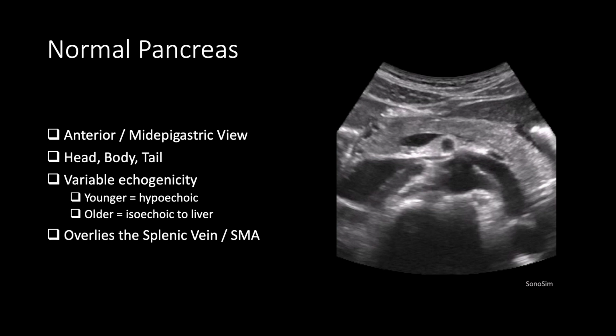The pancreas is normally anterior and visualized in a mid-epigastric view and has a variable echogenicity. Younger patients generally will have a more hypoechoic pancreas, but in older patients, it'll often get a little bit more hyperechoic and sometimes become even isoechoic to the liver. In this view, we can also see that the pancreas is divided into the head over here, the body, and then more laterally into the tail. It will often overlie the splenic vein and the superior mesenteric artery. So here is the splenic vein, and this right here is our superior mesenteric artery.